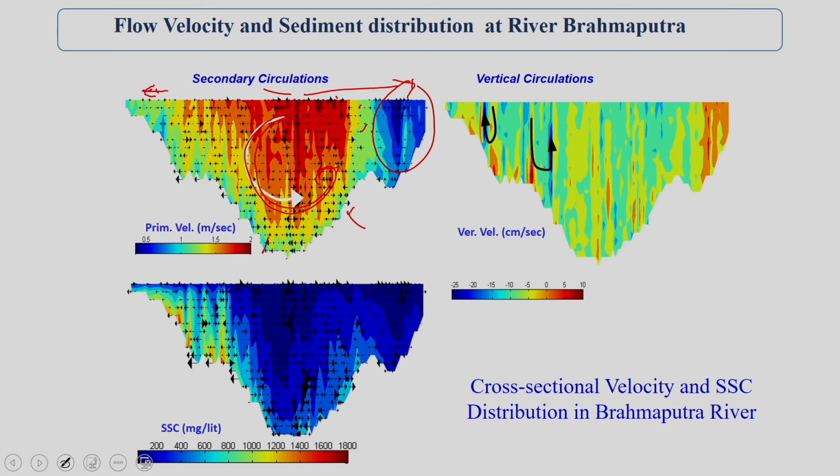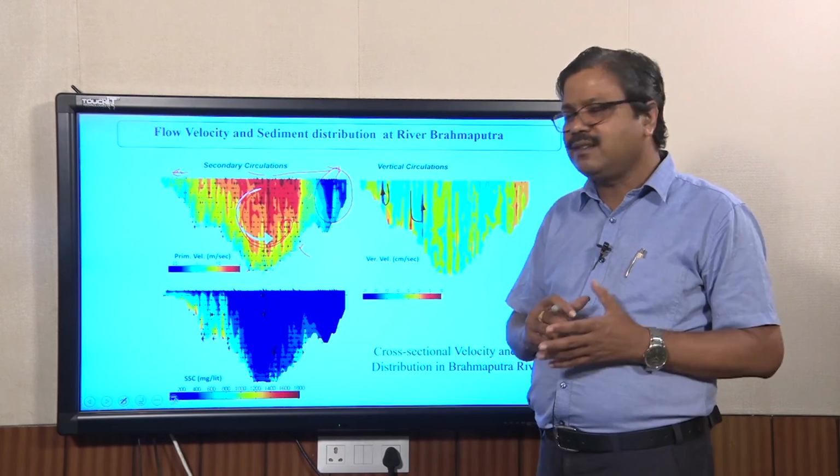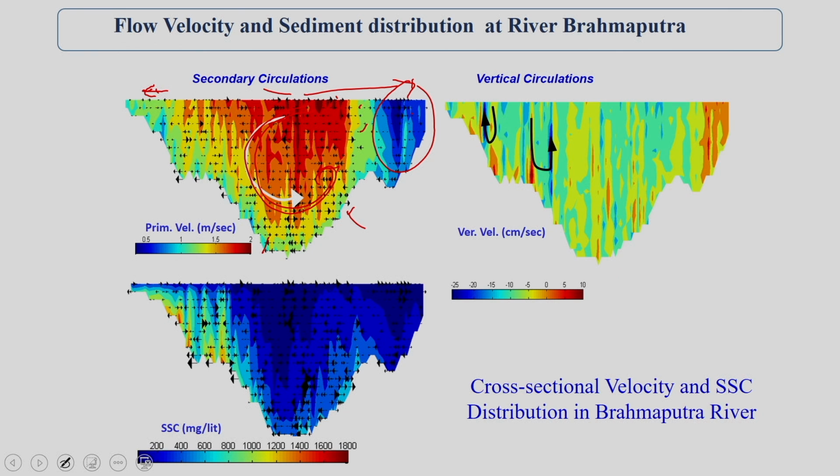So when you measure this velocity using the ADCP, you can see these velocity variations in the longitudinal direction in a cross section. In a similar way, there will be velocity variations perpendicular to that, and there is a formation of the secondary currents, which are large vortex formations. You can see it from that.